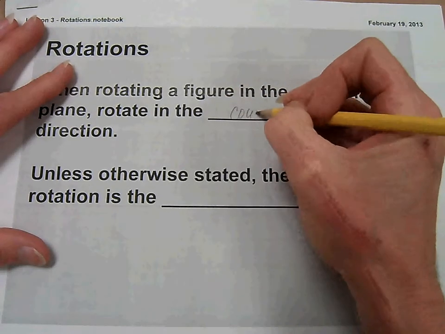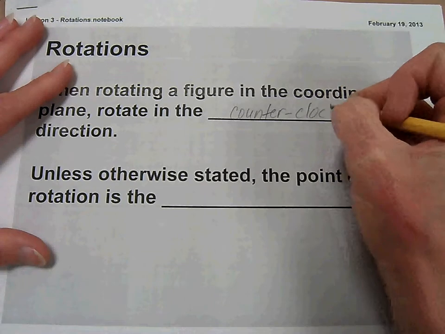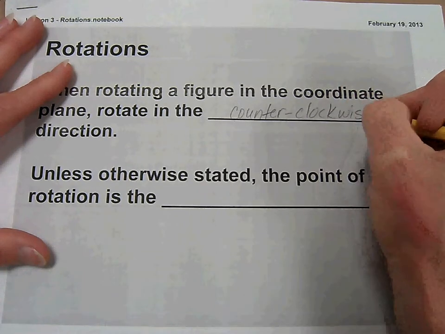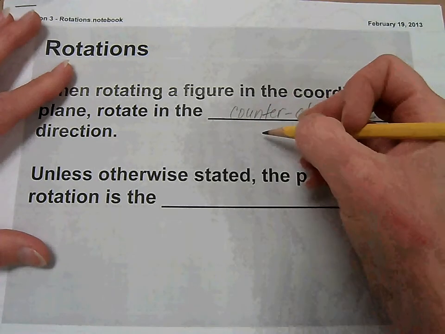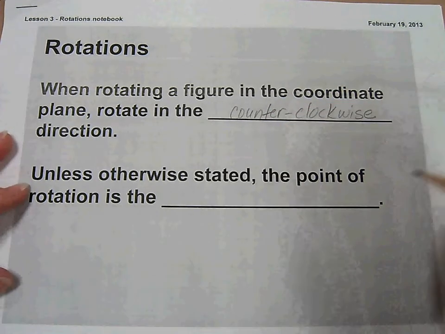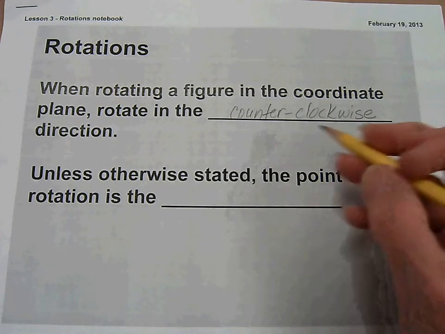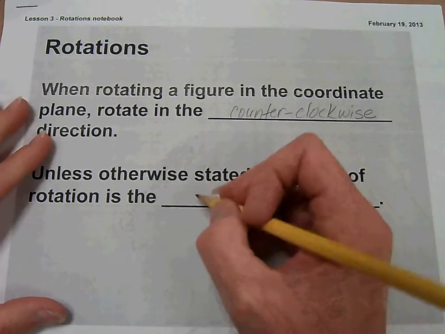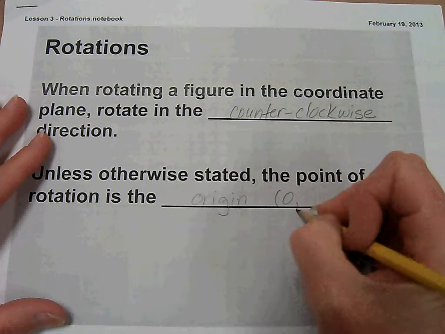So make sure you put that in your notes, counterclockwise. So that's the opposite. Clocks go this way, so we want to go the opposite way the clocks go. And also by default, the point of rotation, which means the point that they're going to rotate the figure around, is always going to be the origin, or point (0, 0).